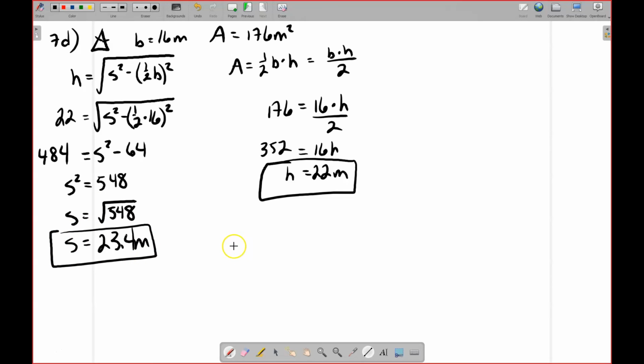Now I can calculate the perimeter because I've got the base and the sides. So 2 times the sides plus the base. I've got 2 times 23.4 plus 16. I multiply that out and I get 62.8 meters.